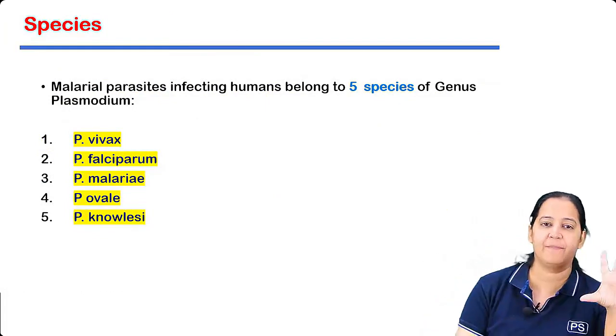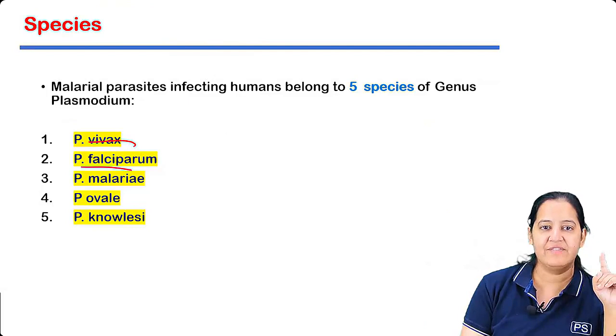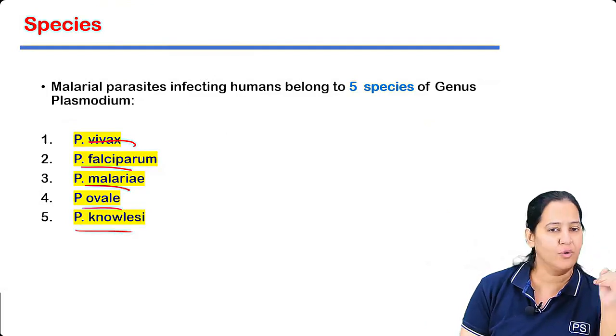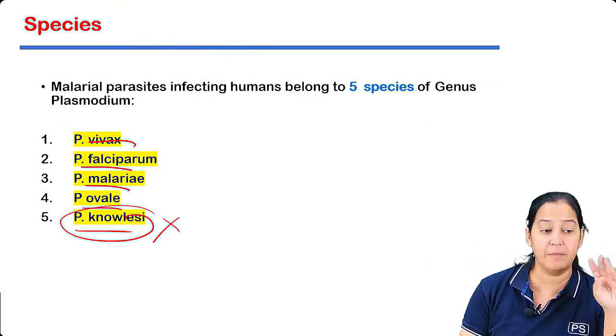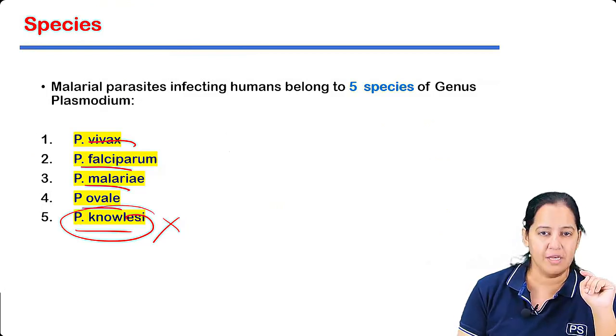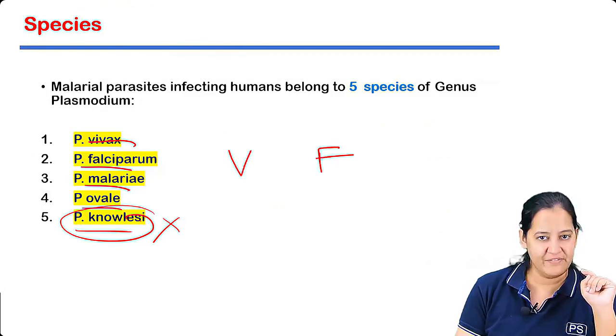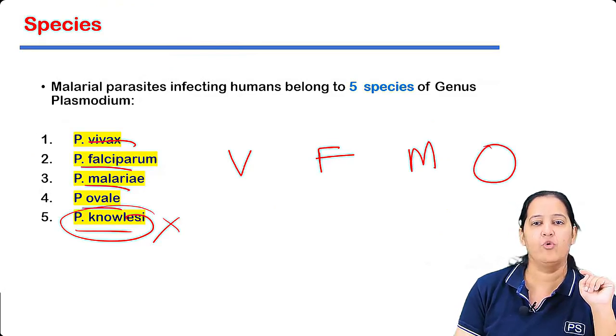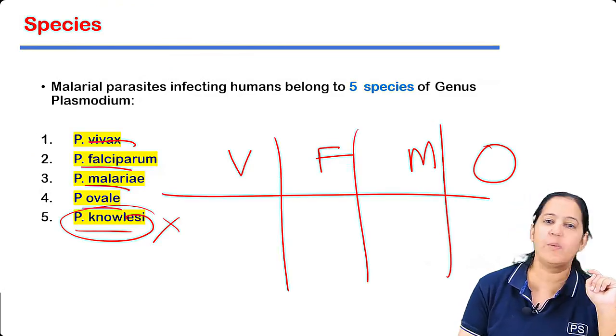There are 5 types of Plasmodium: Vivax, Falciparum, Malariae, Ovale, and Knowlesi. Knowlesi is a very recent discovery, not important, but the first 4 are ultra important. I want you to learn in this sequence only: Plasmodium vivax, Plasmodium falciparum, Plasmodium malariae, and ovale. Don't change the sequence.